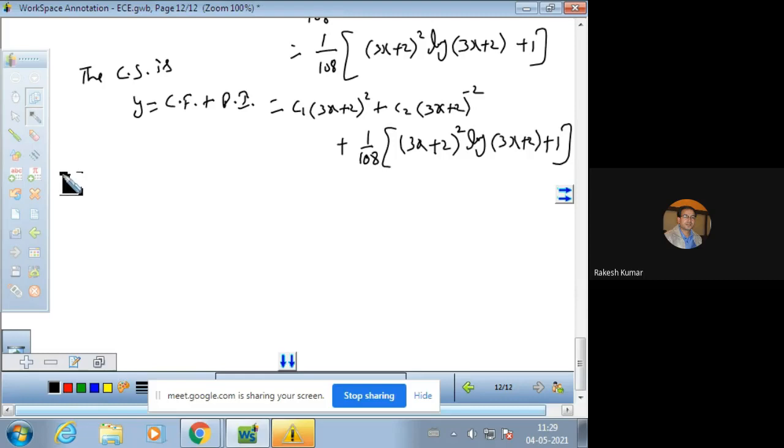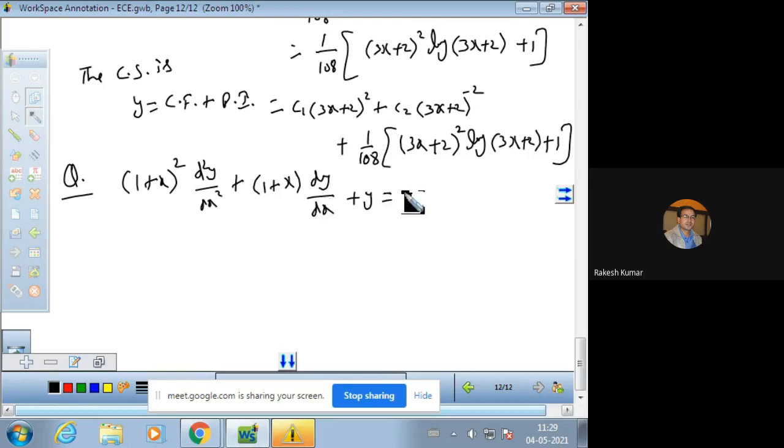Now, we shall have another question for explaining it in a more simple way. Solve the equation (1 plus x) whole square d square y by dx square plus (1 plus x) dy by dx plus y is equal to 2 sine of log of (1 plus x).